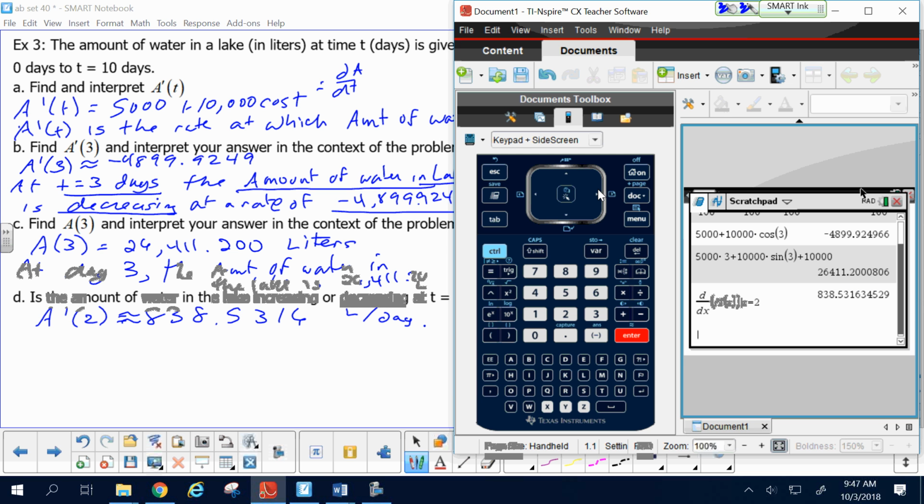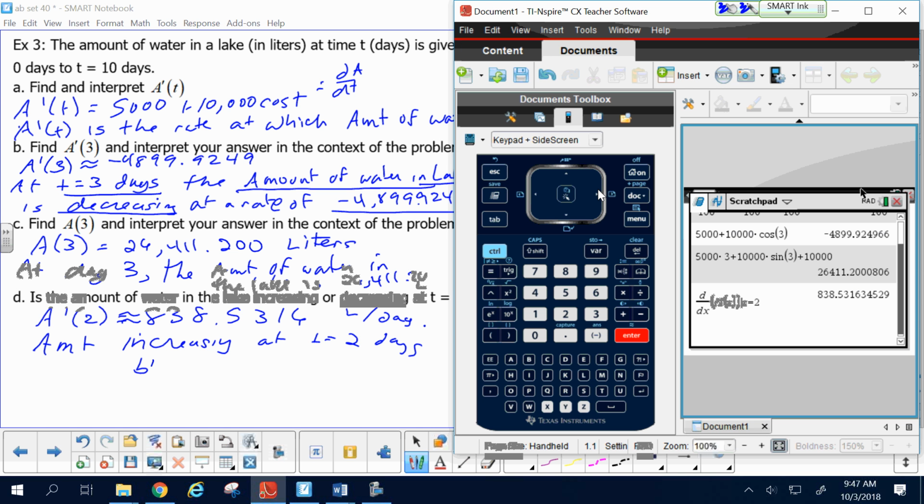Now let's answer the question. Is the amount increasing or decreasing at time 2 days? Increasing. Why? Yeah, okay, so you would have to say the amount is increasing at time equal 2 days because A prime at 2 is positive, or greater than 0.